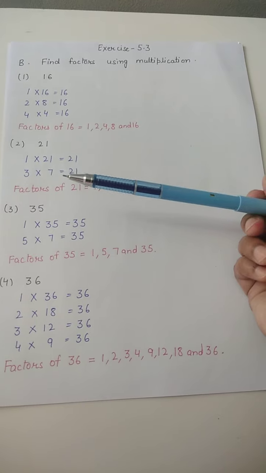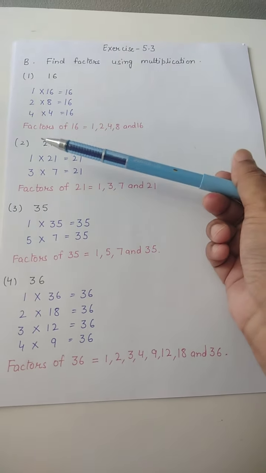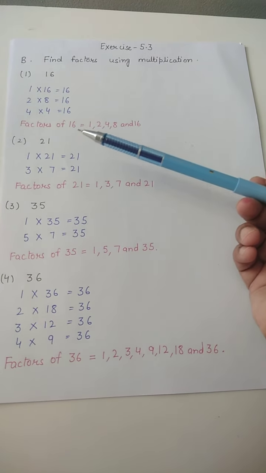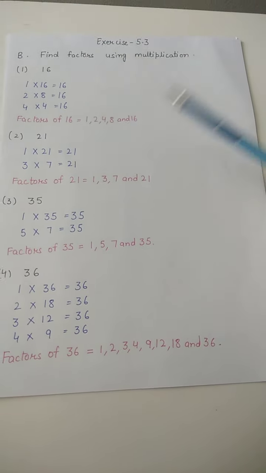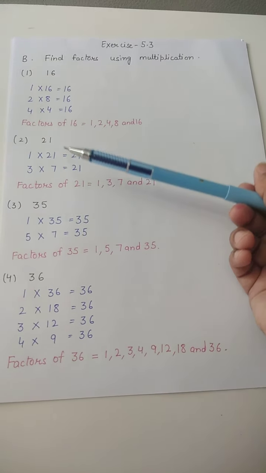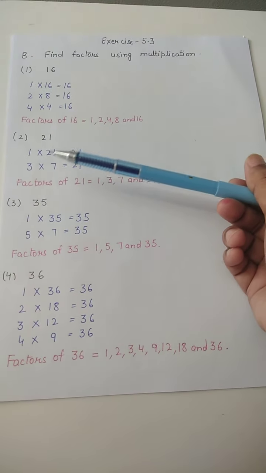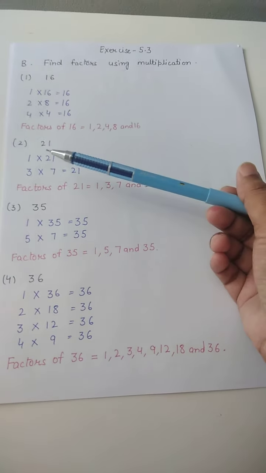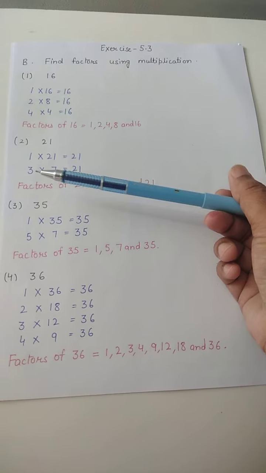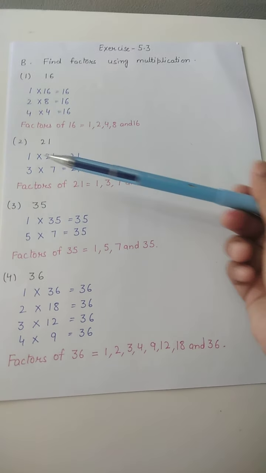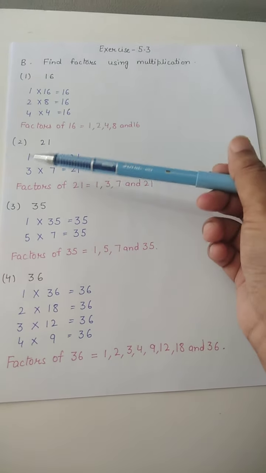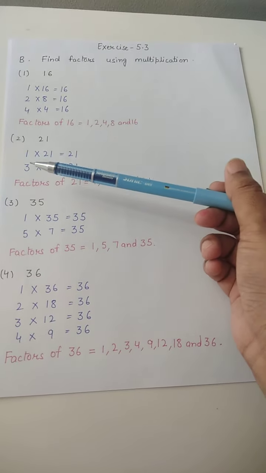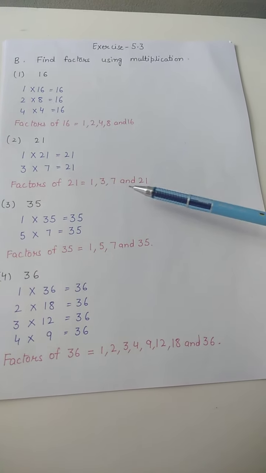Right, now this is also easy. Here you have to write that also: factors of 16 are 1, 2, 4, 8 and 16. Now 21, you know the factors are 1 and 21 itself, so 1 multiplied by 21 is equal to 21. Then 21 is coming in the 3 table, so 3 sevens are 21. Right, so whatever numbers are here, when we are multiplying, all are the factors of 21. So 1, 3, 7 and 21.